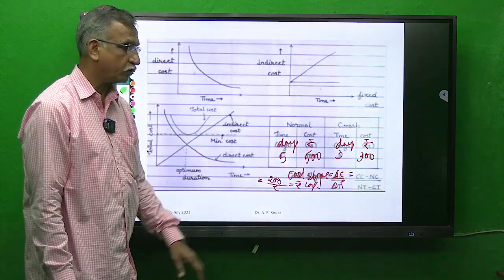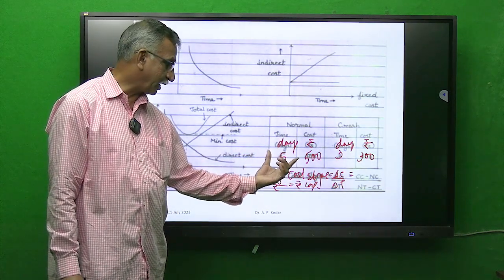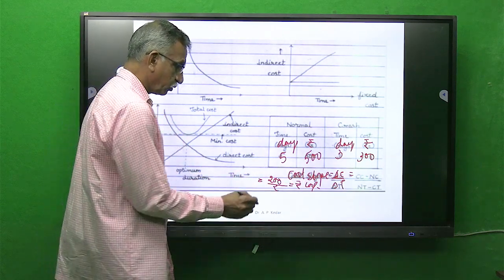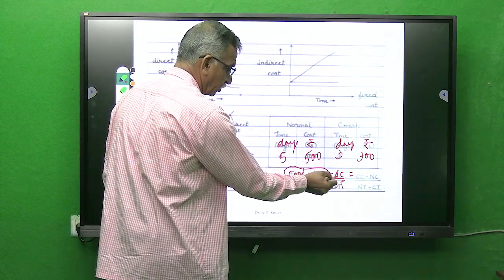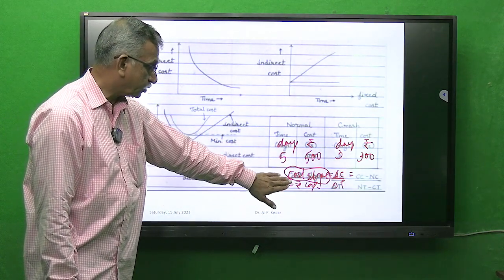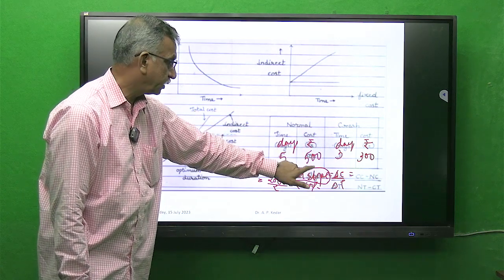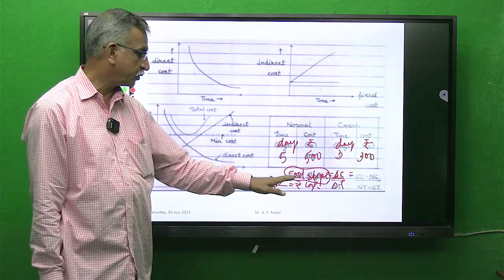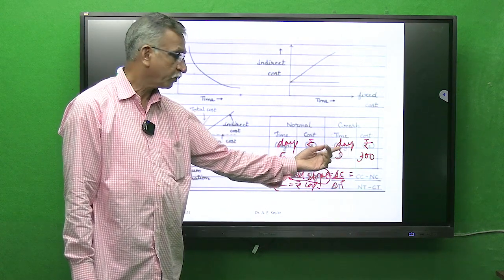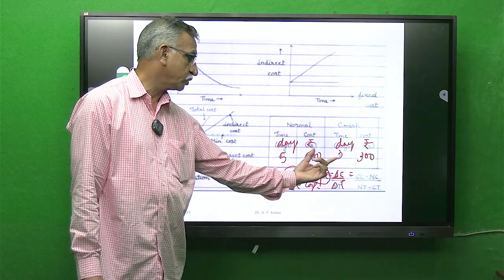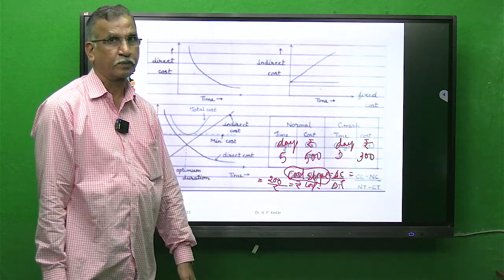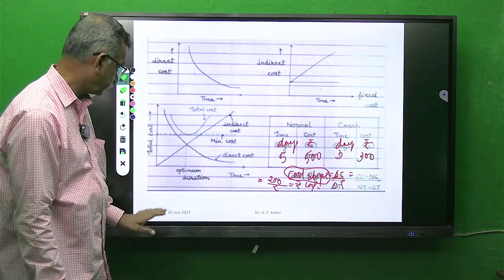So how to interpret this table is, suppose I want to crash this given activity by 1 day, because cost slope gives you the cost of crashing per day, per time unit. Since the unit is days, I am saying the cost of crashing this particular activity by 1 day is rupees 100. How did you get the 100 rupees answer? Delta C was 500 minus 300, so 200. Delta T was 5 minus 3, 2 days. 200 by 2. I think it is clear now.